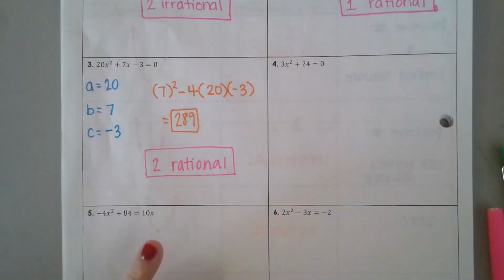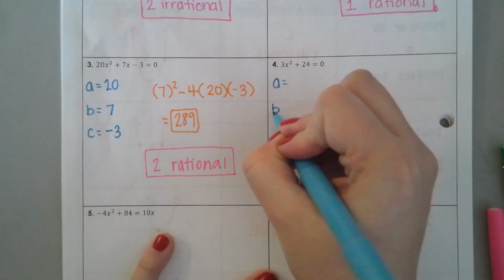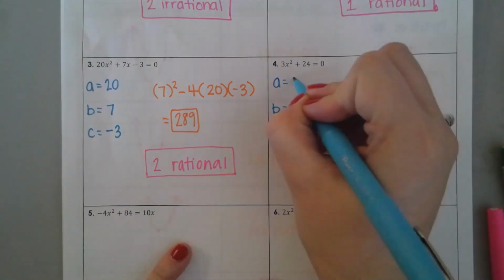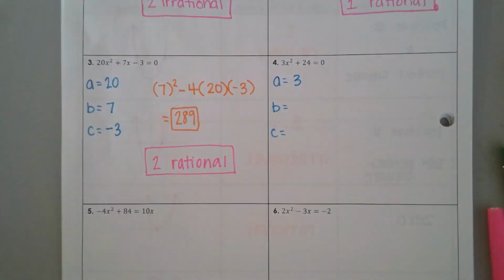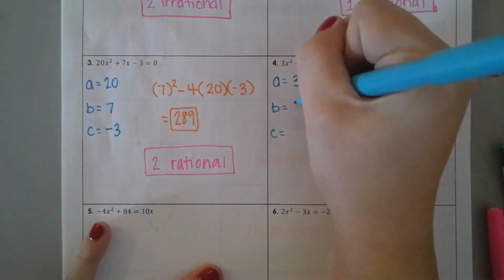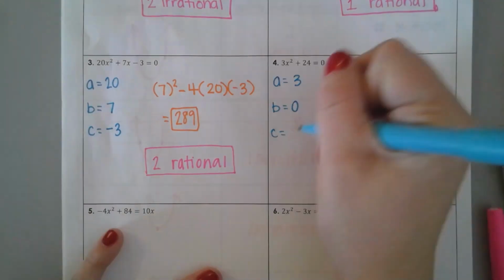Number 4. What's my A? 3. What's my B? It is not 24. It is not 1. It's 0. Your B is the number that's always paired with the plain X. Do you have an X? No, which means your B is 0. C is always the whole number, 24.